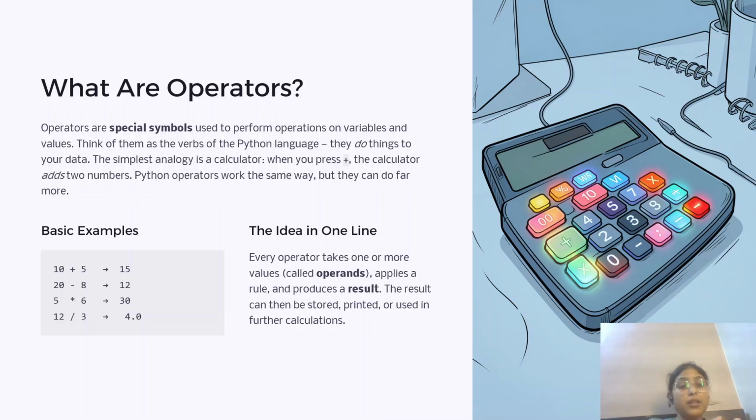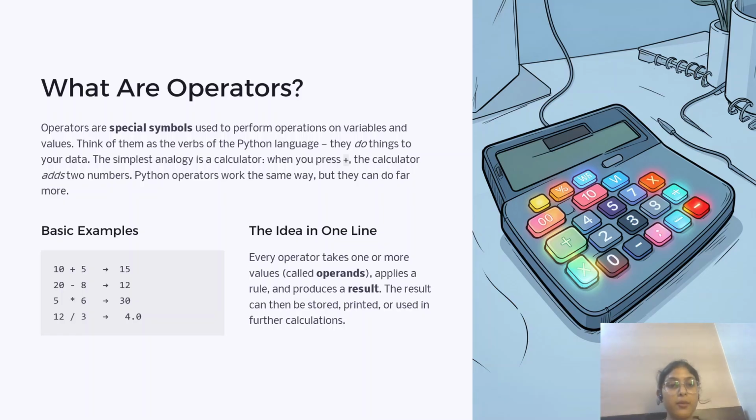If I am adding 10 plus 5, it is giving me the result 15. 10 is an operand. 5 is another operand. And the symbol plus is an operator. Together they produce the answer. Very simple. So if someone asks you what operators are, operators are special symbols that perform operations on variables and values. That's it. Simple and easy. Operators are special symbols used to perform operations on variables and values.